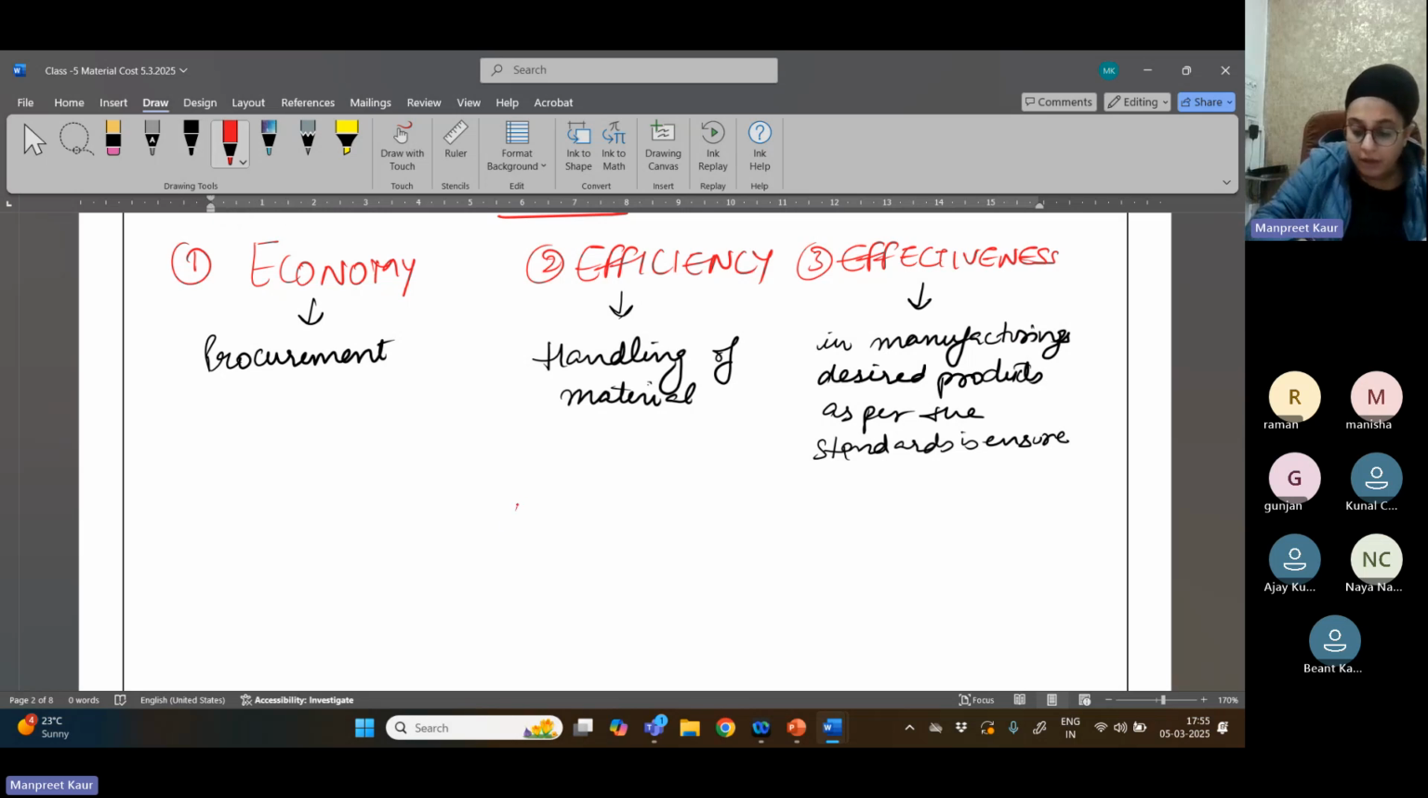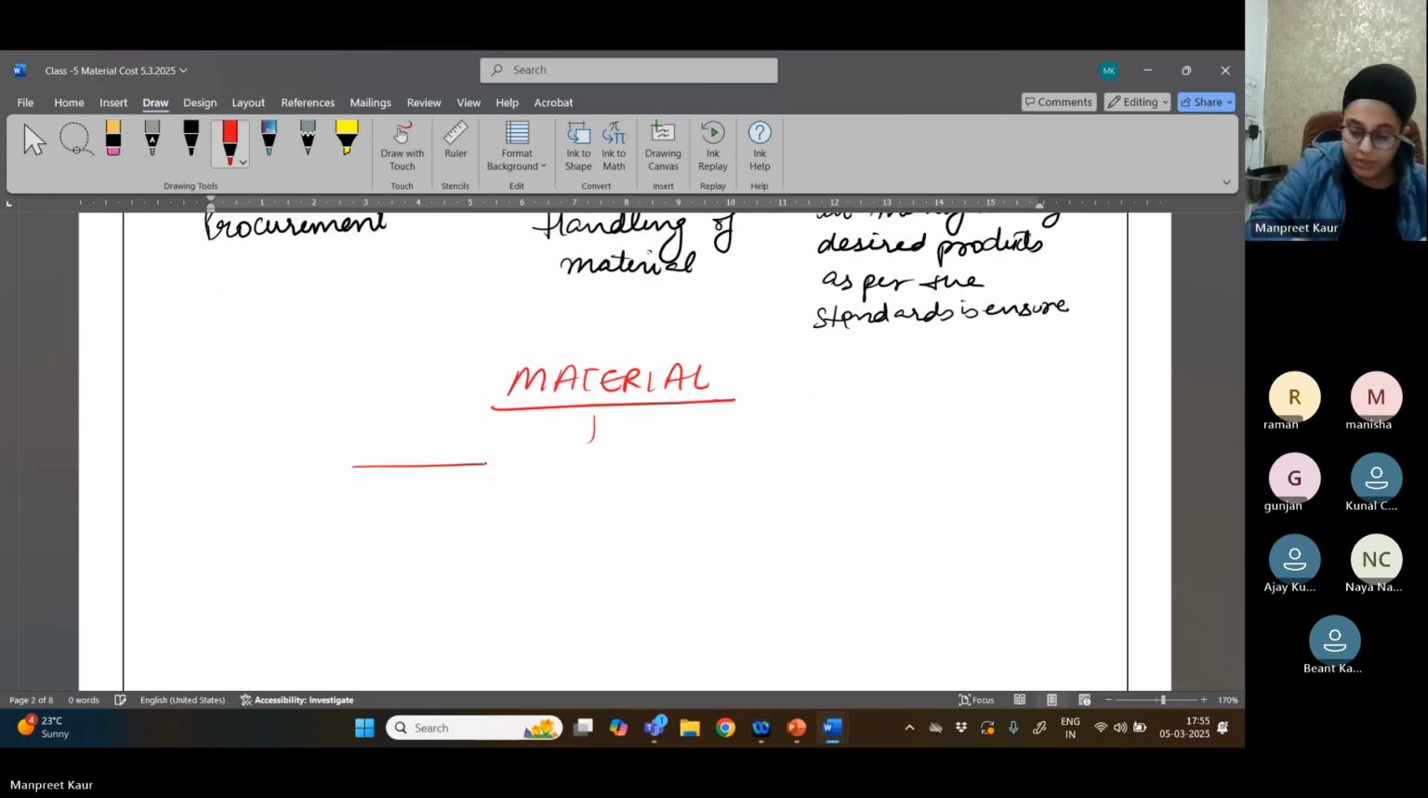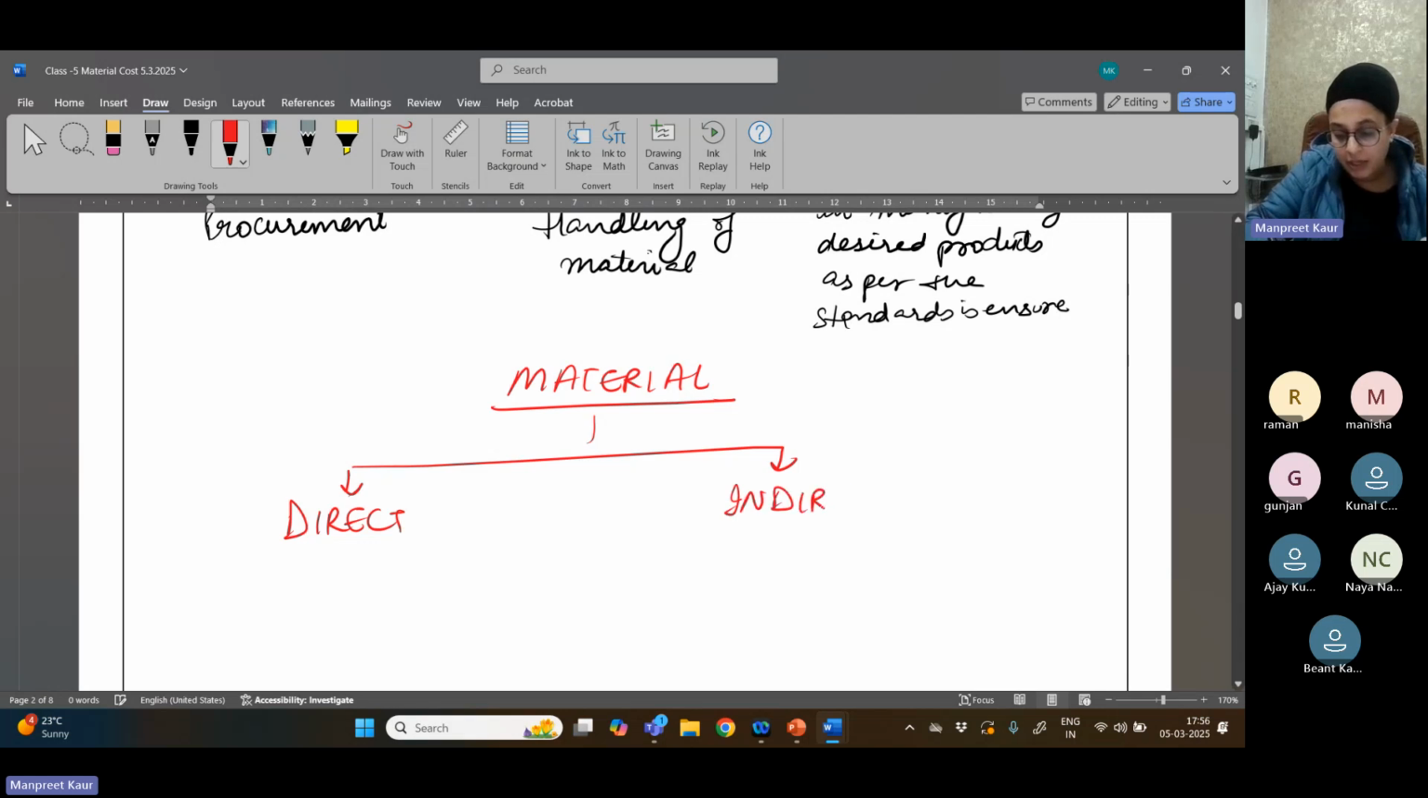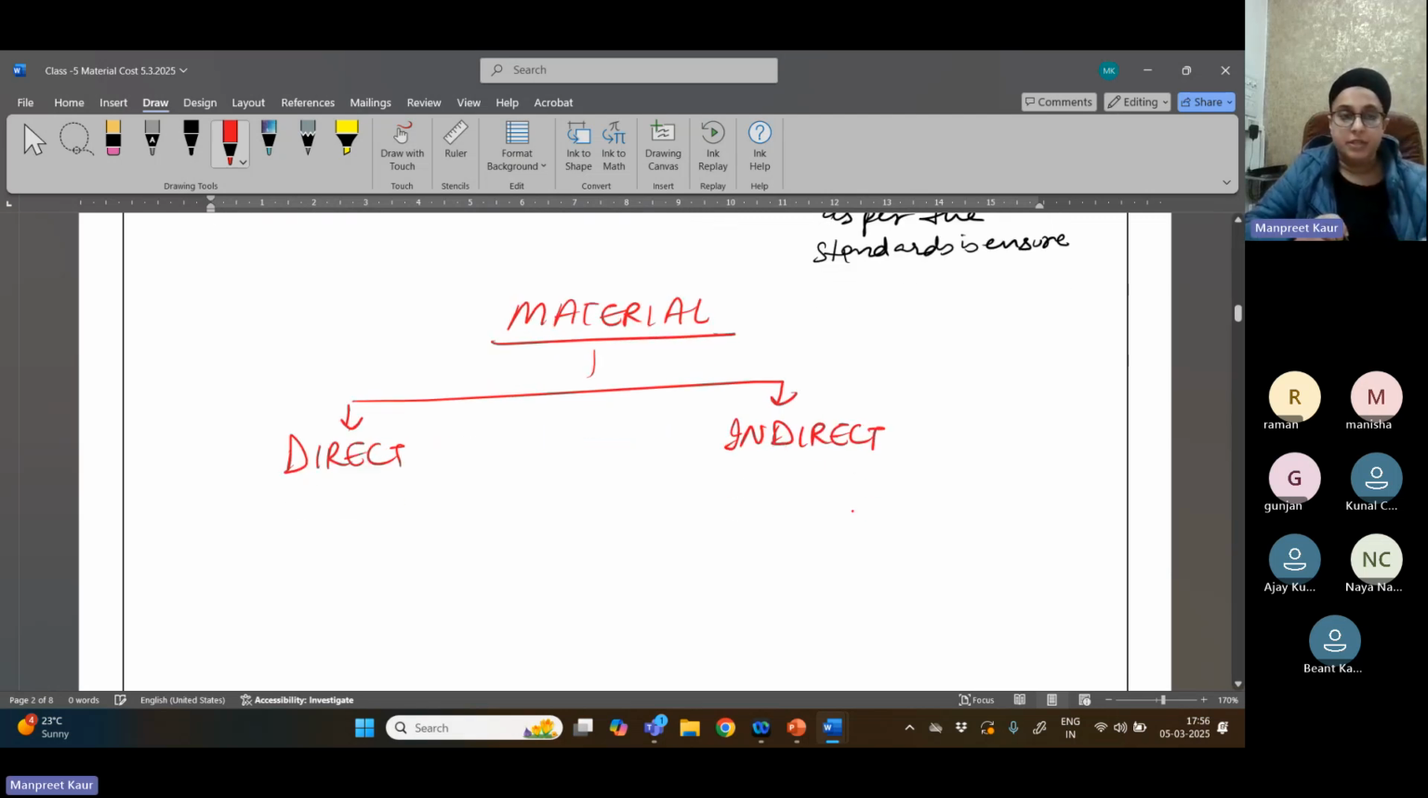Lastly, we have two types of material involved. First is the direct material, and second is the indirect material. What is the direct material? Which is directly consumed. And what is the indirect material?